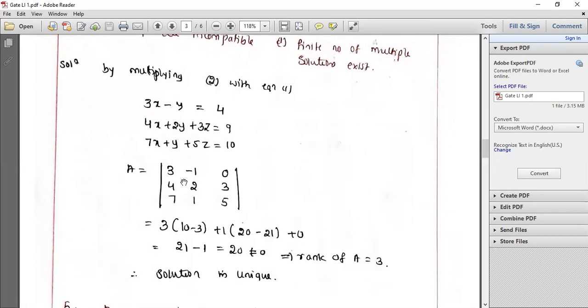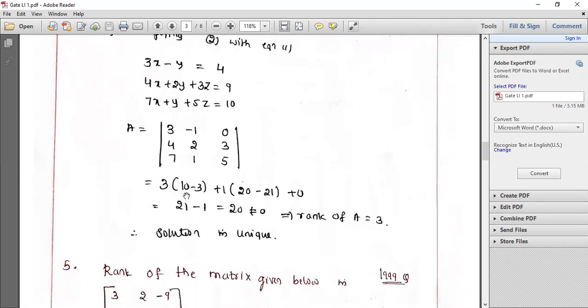I am finding the determinant. Solving this determinant: 3 into 2 fives are 10, minus 3, minus 1 into 4 fives are 20 minus 21, and this is 0. So this will be 10 minus 3 is 7, 7 threes are 21, then 20 minus 21 is minus 1, into plus 1 is minus 1, so this is 20. The determinant value is 20, which is not equal to 0. Thus the rank of this matrix is 3. Hence it is a 3 cross 3 matrix with rank 3. Thus, by the property I explained earlier, the solution is unique.